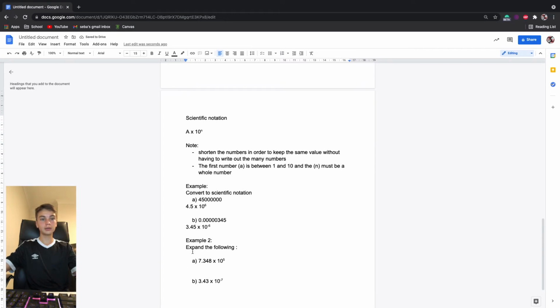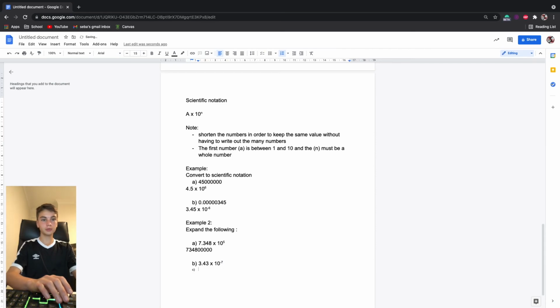Alright, in this next example, we want to expand the scientific notation. So here we got 7.348 times 10 to the power of 5. And that we just do 7.348, and 5 is the number of zeros, so we just put 1, 2, 3, 4, 5. And that's our number when expanding.